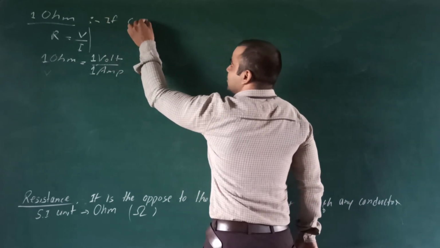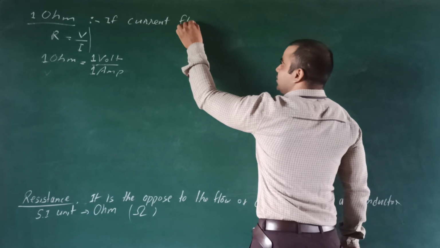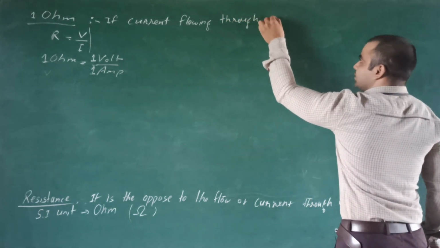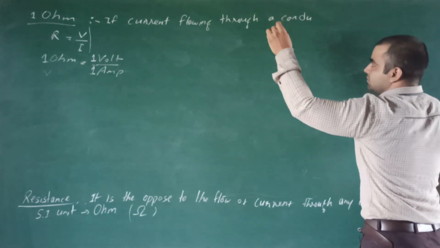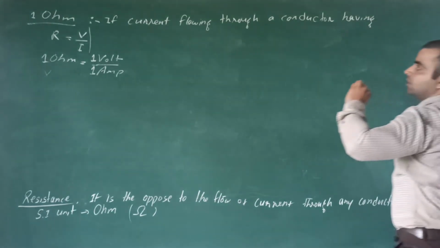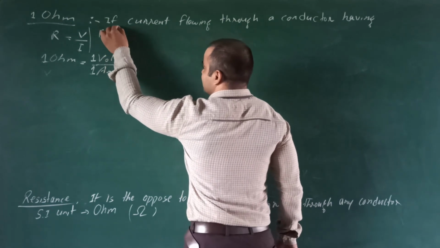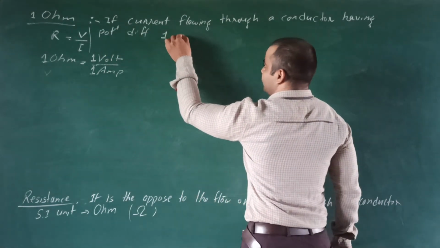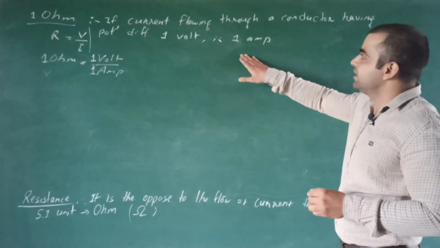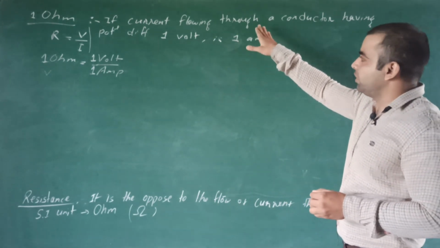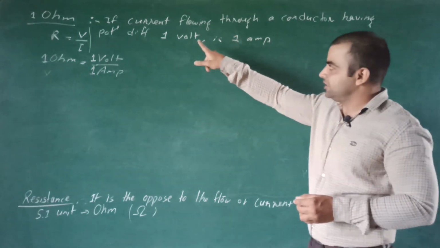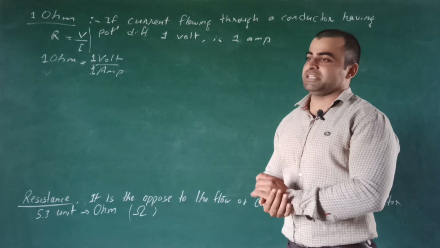So we can define it: when 1 ampere of current is flowing through a conductor having a potential difference of 1 volt, then the resistance is said to be 1 ohm.